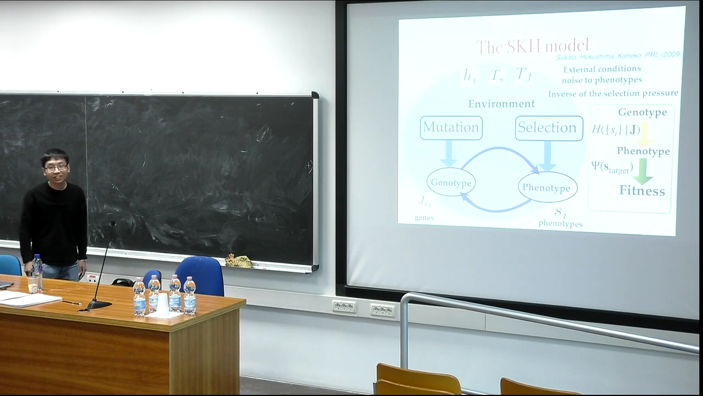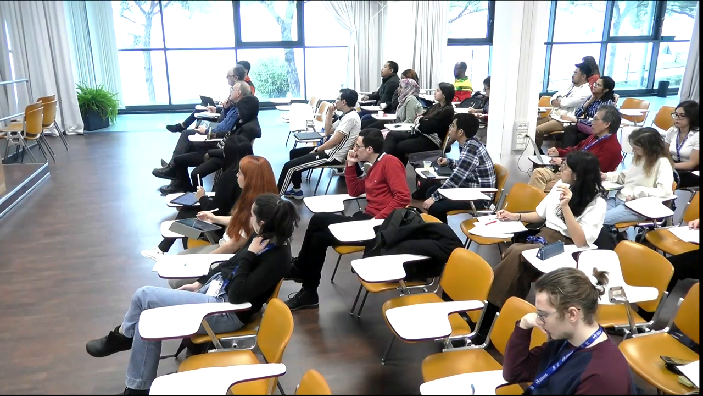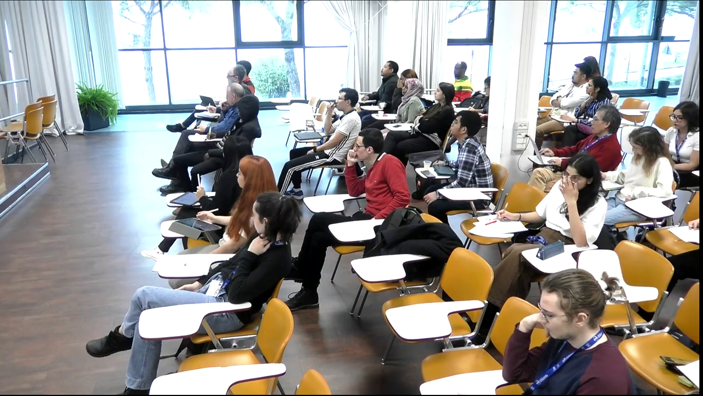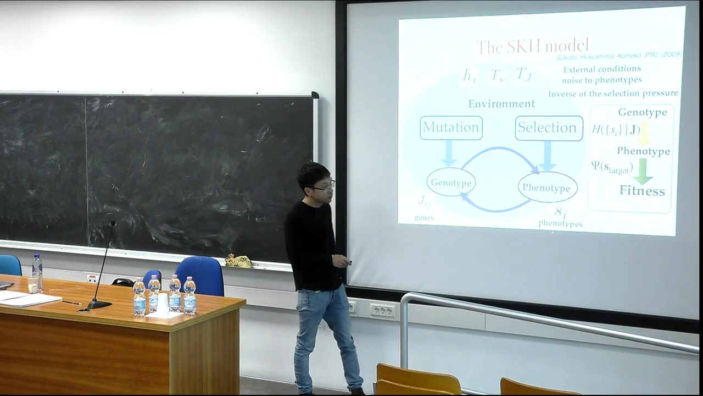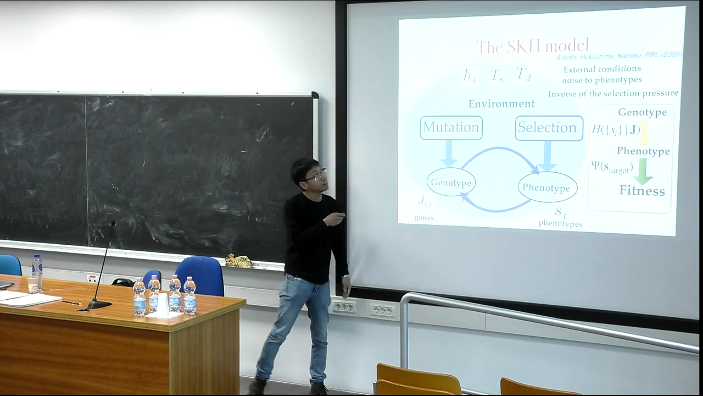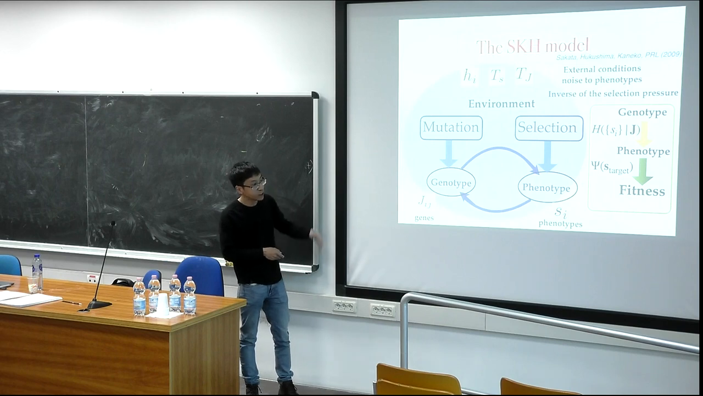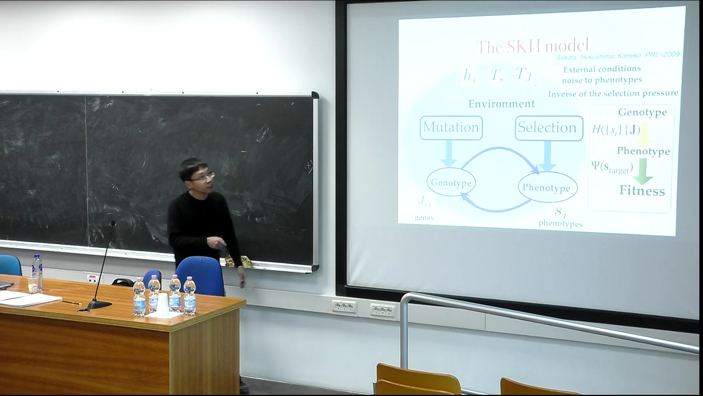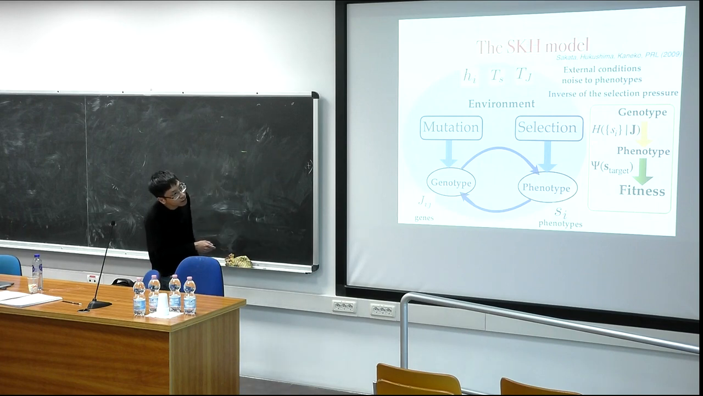Yeah, I have a question. I don't understand what the environment is here. The environment here is just some kind of bias, right? If you think about this as a bit string sequence, plus one or minus one, or on and off for the gene, the external field just biases some genes to be on, some genes to be off. So it enters in the Hamiltonian. Yeah, the external field enters the Hamiltonian.